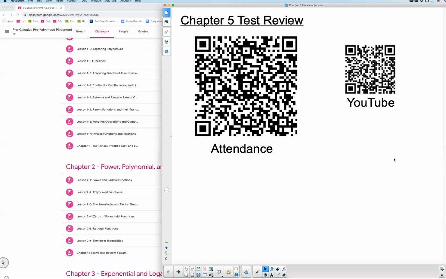All right, today what we're going to do is go through the Chapter 5 test review. Now, if you think you'll miss the end of this week and won't be in class for the test Thursday, Friday, or I guess A-Day Thursday and B-Day Friday, then you can go ahead and take the test right now. I'll show you where everything's located.